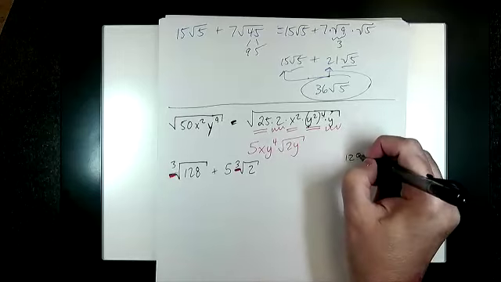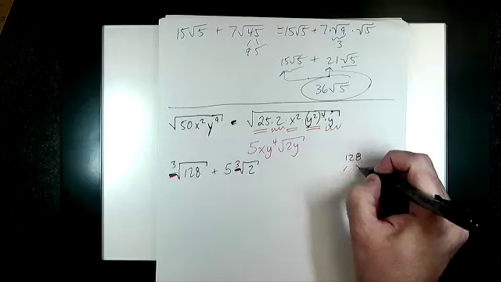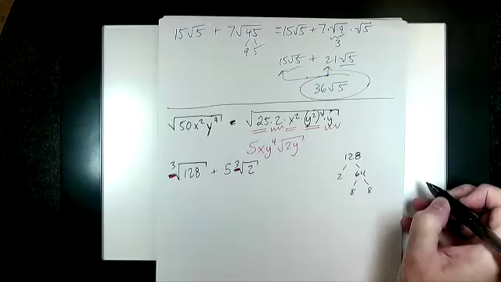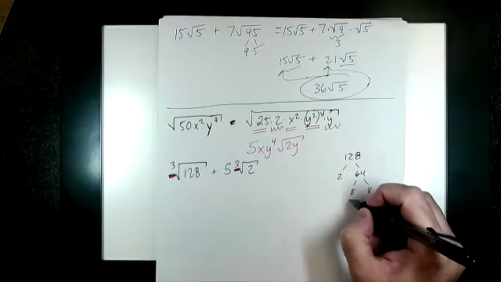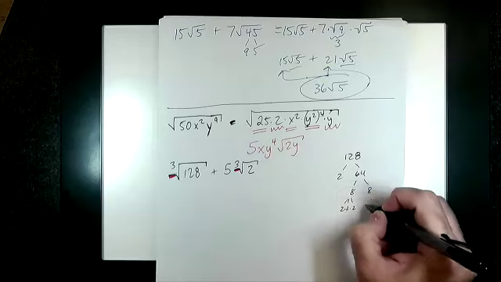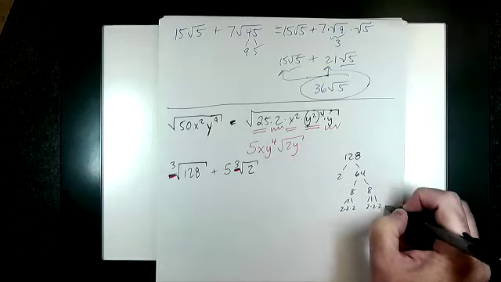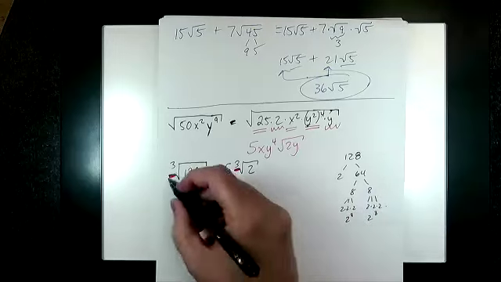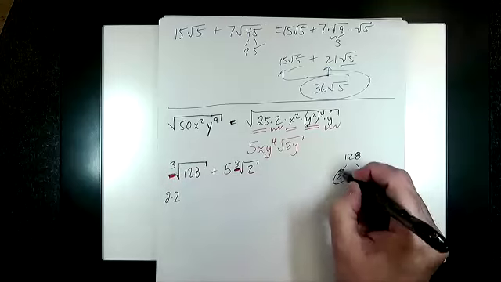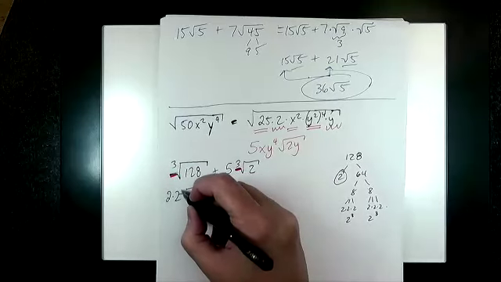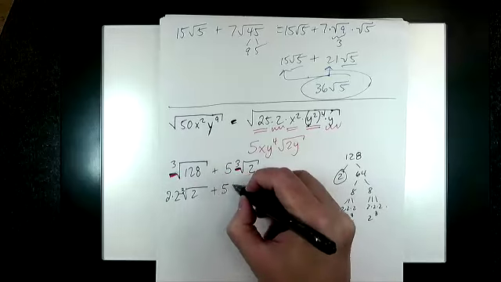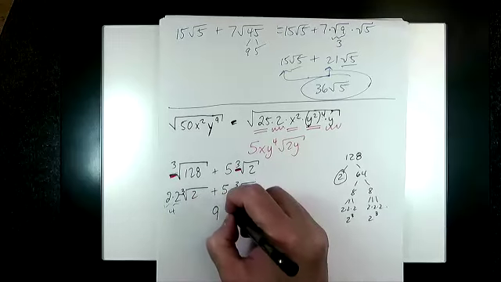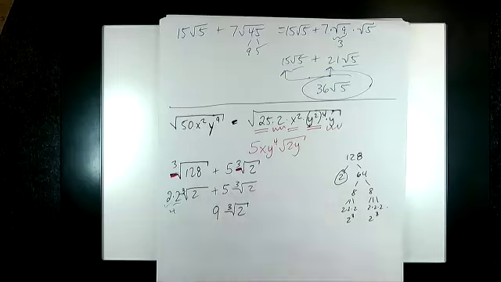So what's 128? That's 2 times 64. That's 8 times 8. The side has 4 cubes. These are 2 cubed. 2, 2, 2. 2, 2, 2. So that's a 2 cubed, that's a 2 cubed. We'll be able to pull out 2 times 2 on that one, leaving that one behind. So we've got 4 plus 5 is 9. Cube root of 2.